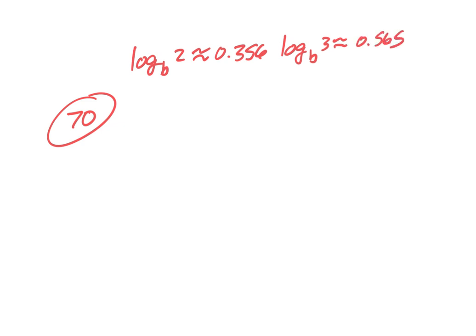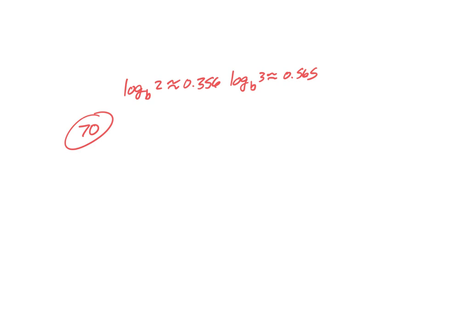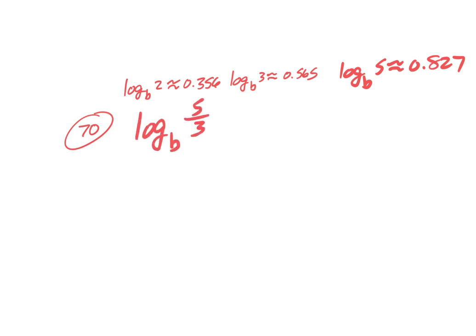This one gives me 3 different values. Log base B of 2 is about 0.356. Log base B of 3 is about 0.565. And log base B of 5 is 0.827. And number 70 says log base B of 5 over 3.